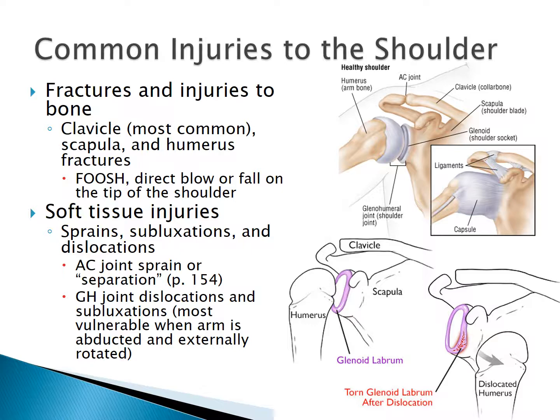If the joint is forced beyond its limits in this direction, the capsular ligament can fail and the humerus will dislocate from the joint. GH dislocations can cause damage to the associated structures of the joint. The fibrous cartilage labrum that sits on the glenoid of the scapula can be avulsed from the glenoid rim. If the GH joint only partially slides out of position, it is referred to as a subluxation.